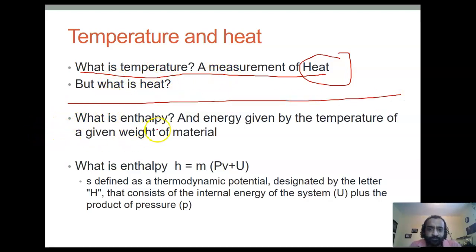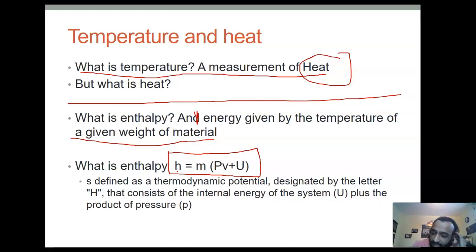What is enthalpy? It's the energy given by the temperature of a given weight of material. You don't have to know that per se. I just want to explain in layman's terms that whatever energy is in the material is given by something called enthalpy, because you will see that in the psychrometric chart, and if you were to design an AC, probably you will see that.